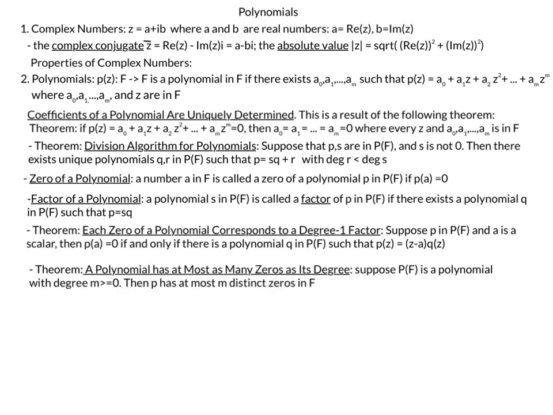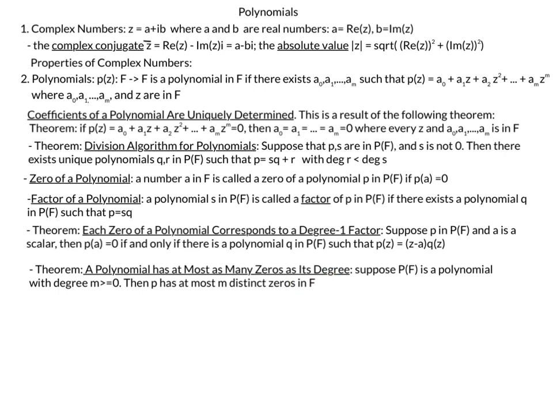We have our next theorem, a polynomial has at most as many zeros as its degree. This is something, again, you know from middle school. So suppose p in P(F) is a polynomial with degree m greater than or equal to 0, then p has at most m distinct zeros in F. And I guess really I should stop saying it's what you know from middle school, because the difference is now you're talking about polynomials over possibly complex numbers, not just real numbers. So it's a little different. Not everything generalizes like that.